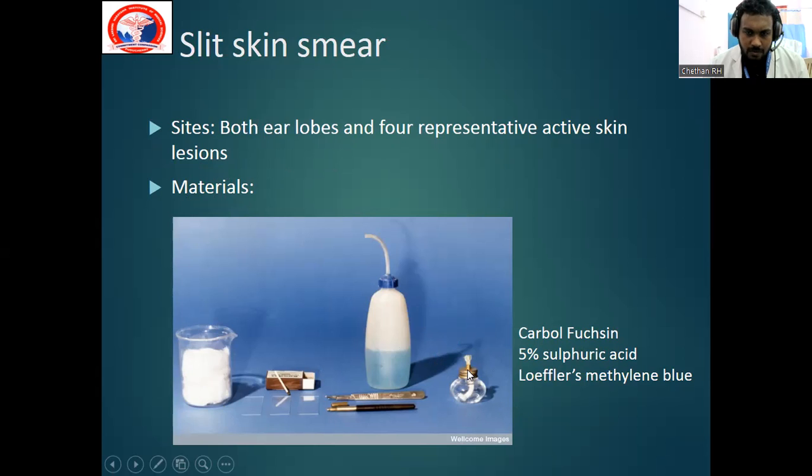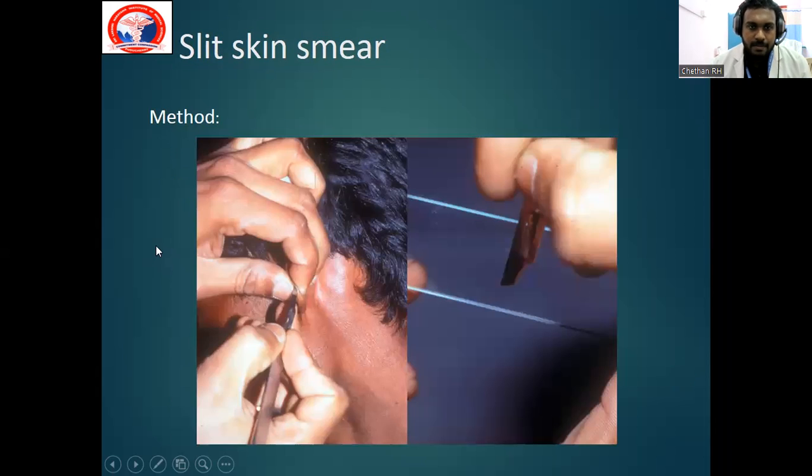And the materials used are these ones. You need a spirit lamp, then you need slides, you need cover slips, and then you need forceps, and you need spirit. So these are the things which are required. And along with that, for staining, you require carbol fuchsin, 5% sulfuric acid, and low fluorescent methylene blue. So the procedure I have already explained.